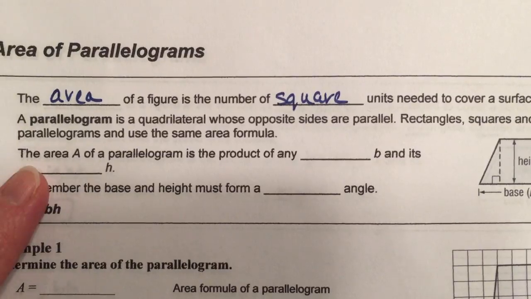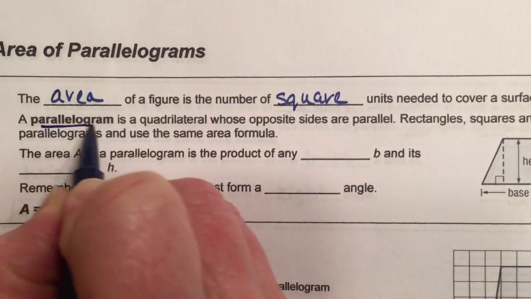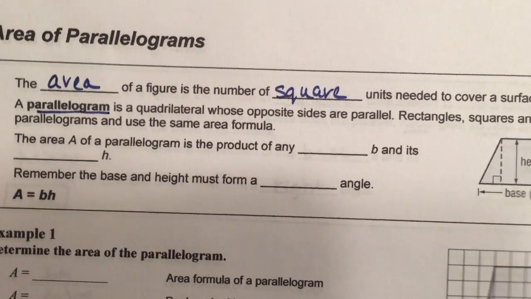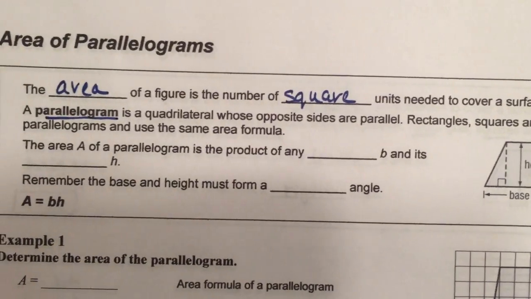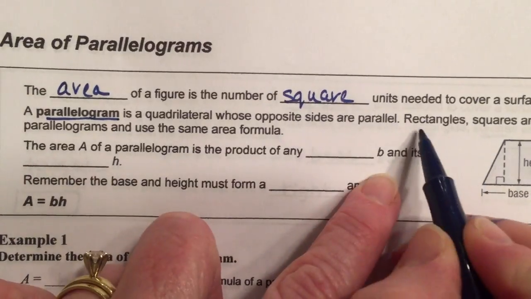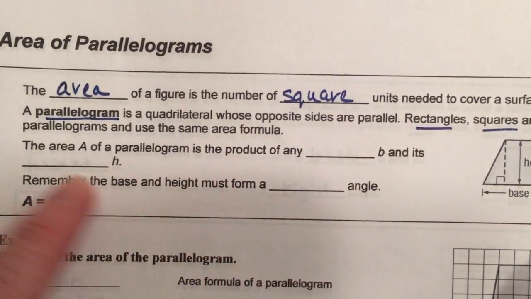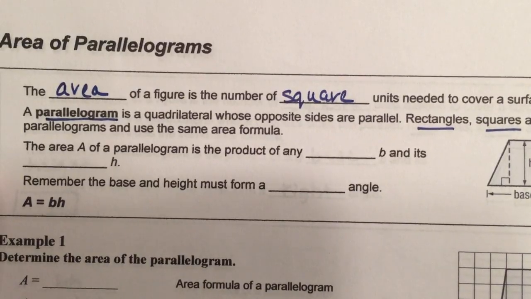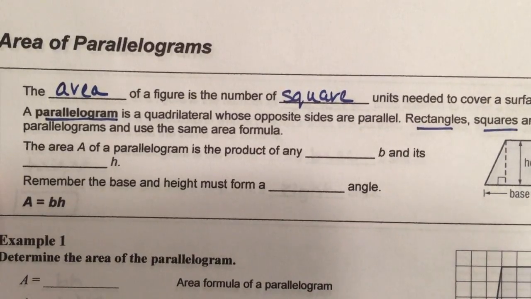All right, so a parallelogram is what we're finding the area of today. It's a quadrilateral, meaning it has four sides whose opposite sides are parallel. So that applies to a lot of different shapes. It includes the rectangles, the squares, rhombuses. They're all parallelograms, and then just regular parallelograms as well. So they all use the same formula.